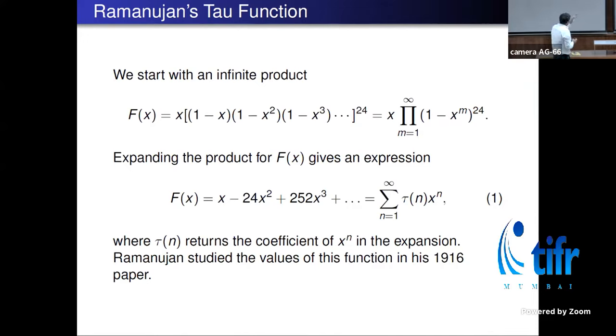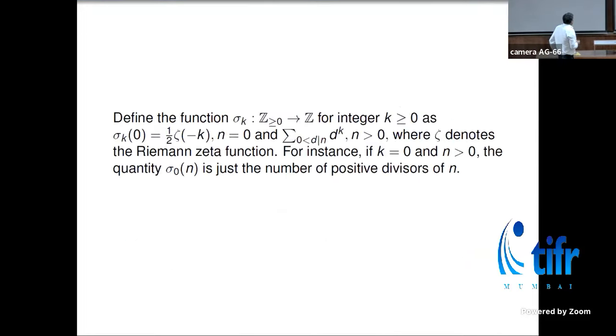So in this paper, he just starts with this infinite product. It's some sort of generating function, and then you expand it in powers of x, right? And the coefficients of the expansion are called the tau function, right? So you start with this function. And this is the function he studies initially purely as a combinatorially defined series, and he made a study of these coefficients tau n.